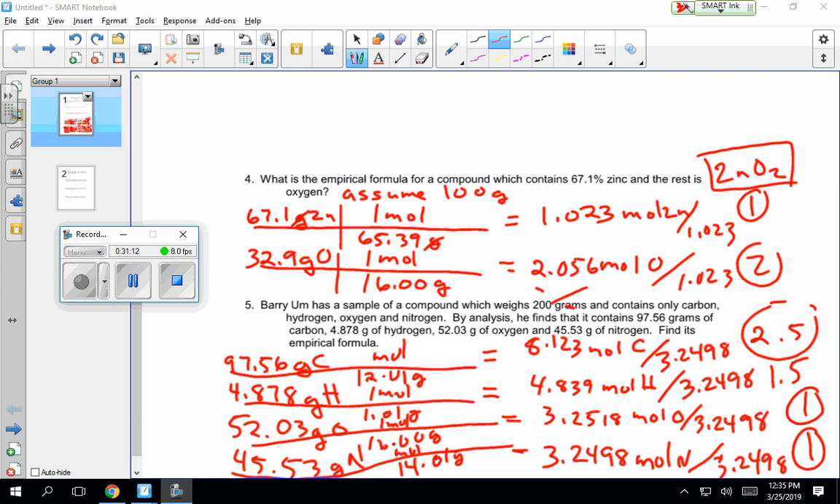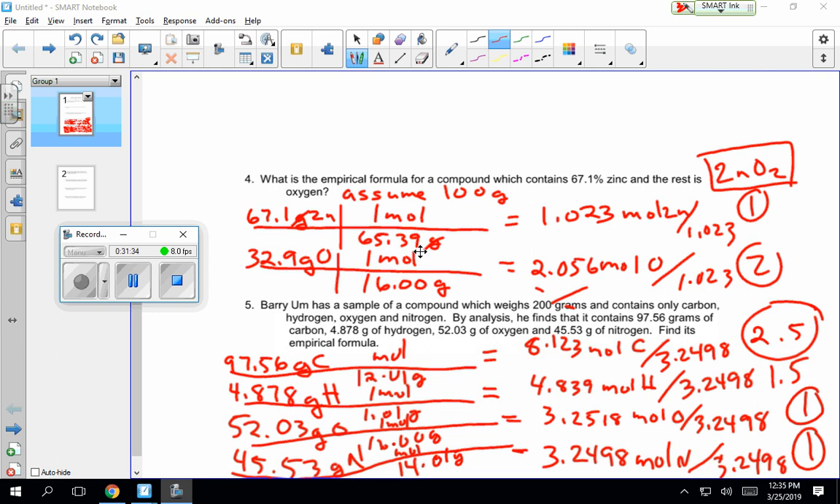Now, okay, guys. So what do we do with this? We are supposed to have whole numbers. How can we get these into whole numbers? Multiply. What do you guys think we should multiply by? The lowest number. 1/2. Wait, no. 2 is a great idea.